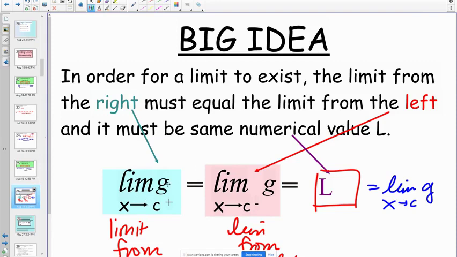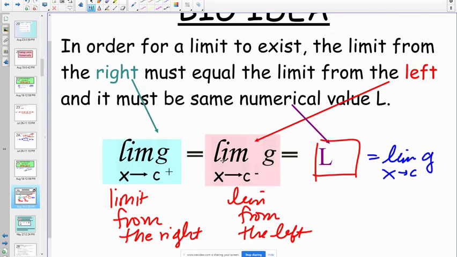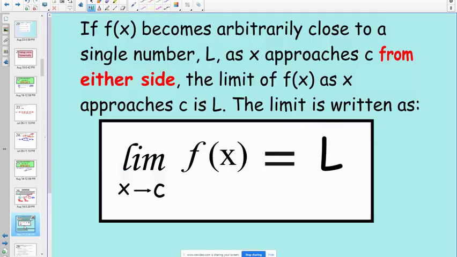The big idea is if you're coming from the right of some number, so the limit of g as x approaches c from the right, that's what this plus sign means, and the limit of g as x approaches c from the left, if both of those are equal to each other, then you're going to have a limit. For example, our last problem, the limit was 4, and that would be the limit of g as x just approaches c. If these two numbers are different, if you got 4 here and 2 here, then you would have no limit for this problem. But we did have a limit on the last problem that we did.